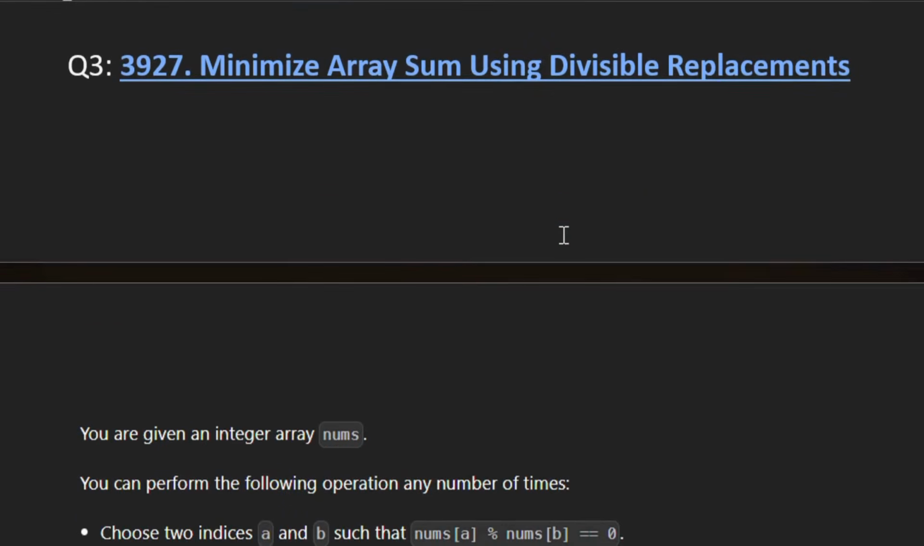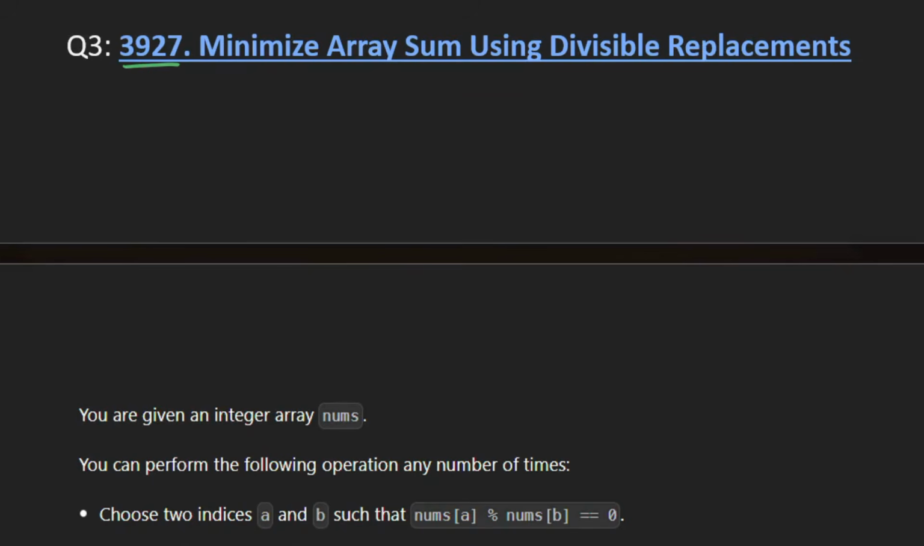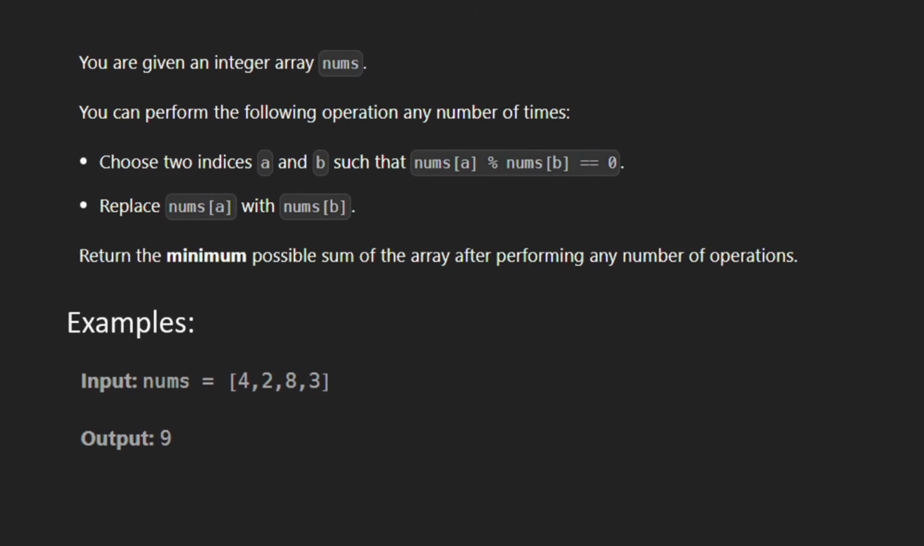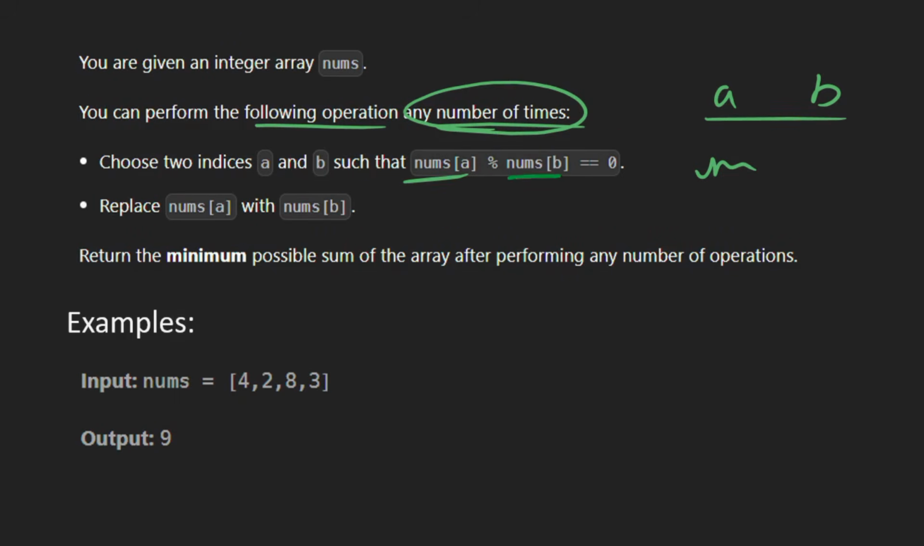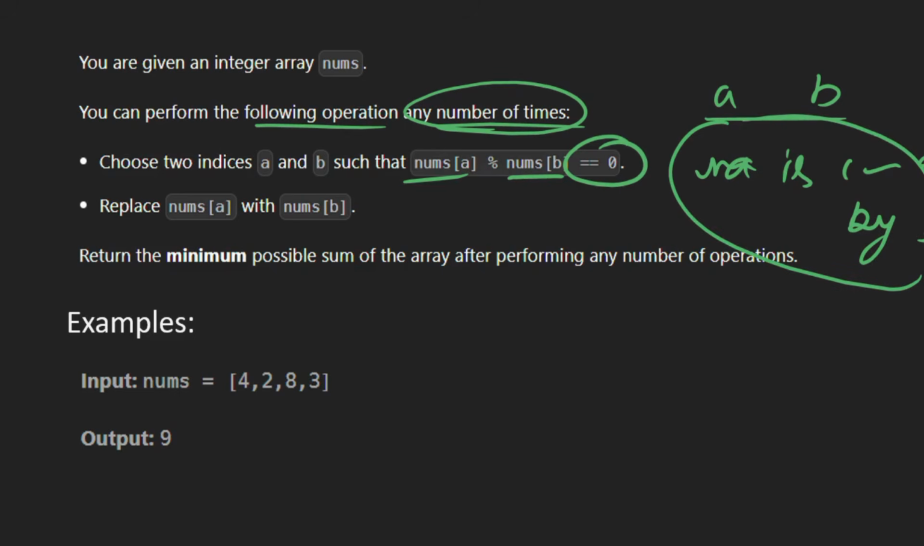So let's start with question 3. It is LeetCode 3927, which is minimize array sum using divisible replacements. In this question we are given an integer array nums, and we can perform the following operation any number of times. We choose two indexes a and b, and the condition is that nums of a modulo nums of b is equal to 0. That means nums of a is completely divisible by nums of b. Then we replace nums of a with nums of b.